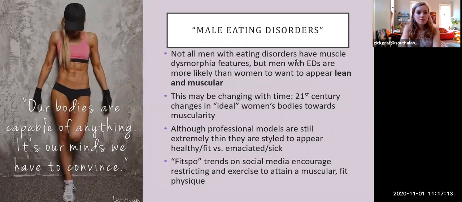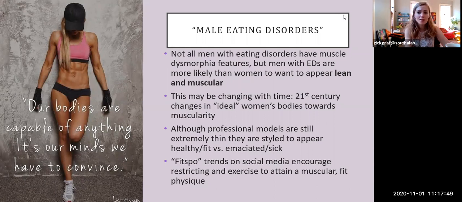Bigorexia, so the drive to put on a lot of muscle and dysmorphia about how muscular you already are, is distinguished from what's sometimes called the male eating disorder presentation. So not all men with eating disorders have muscle dysmorphia features, although it is actually pretty common, but there's overlap between disordered eating and muscle dysmorphia in men. But the majority of men with restricting eating disorders like anorexia and bulimia will say that their goal for losing weight, the type of body that they want to have after they achieve the weight loss that they're suffering to achieve, is to be lean and muscular.